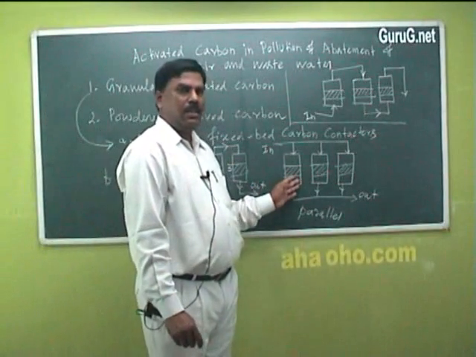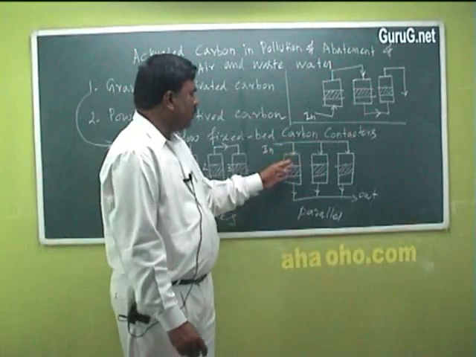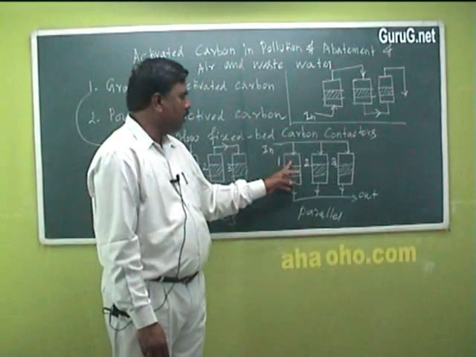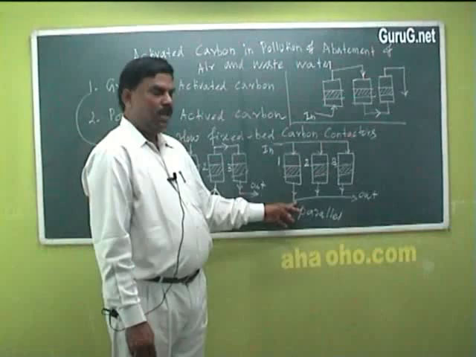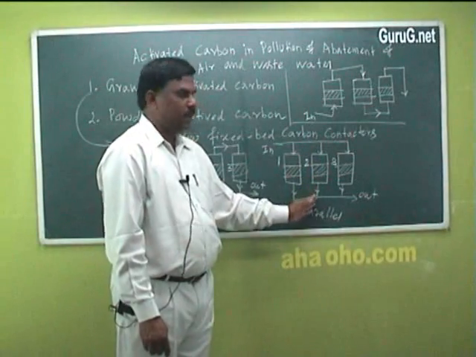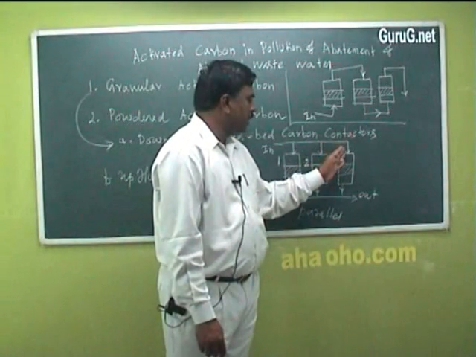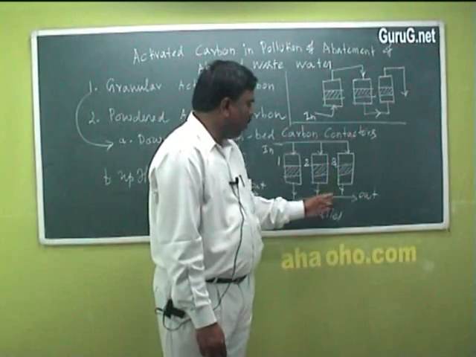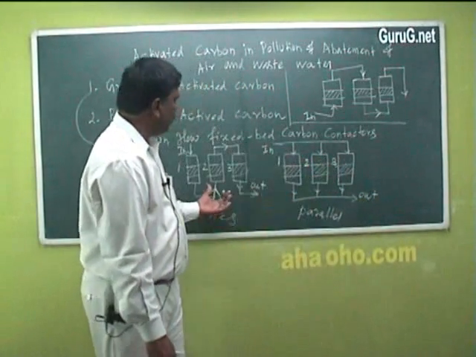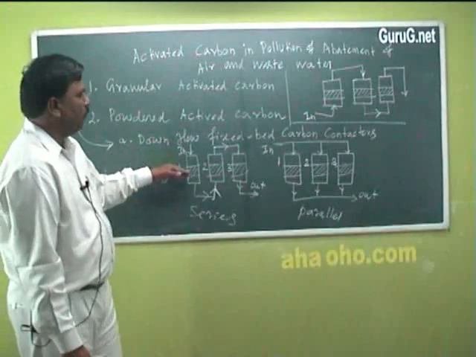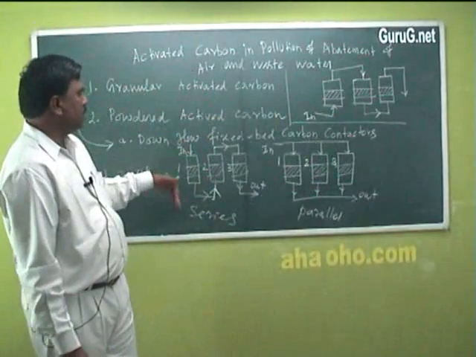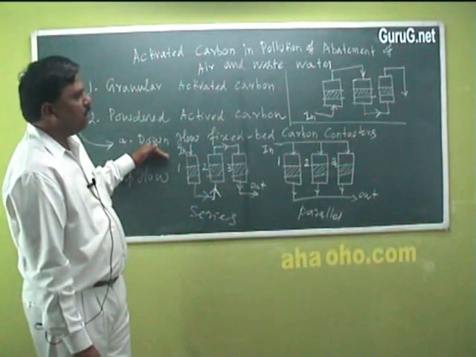In the parallel arrangement it is not like that. The water or air entering the first column comes out of the first column itself, the second column separately takes water and air and gives it out separately, and the third column likewise. All these are combined together and come out as pure water. So here the purification is much less, whereas in series the purification is more. This is called downflow because in all three columns the water enters in the downflow way, so it is called downflow fixed bed carbon contactors.